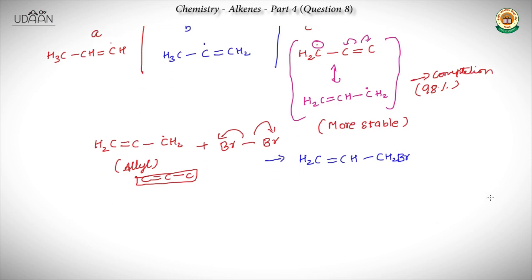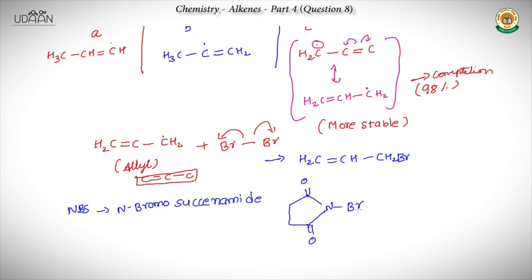Now, you may be given some other things. Instead of high temperature, you may also be given NBS, which is N-bromosuccinimide. I'll tell you the structure of it. It's like this one: C double bond O, C double bond O, and to the nitrogen you have bromine. Now it's formed from succinic acid. I'll give you the structure if you want. It is succinic acid.